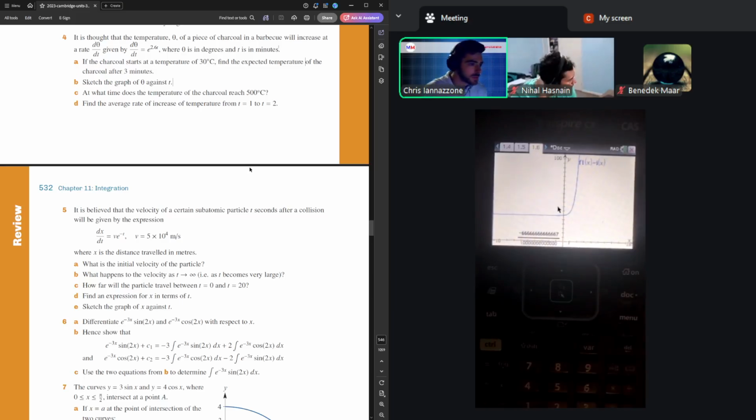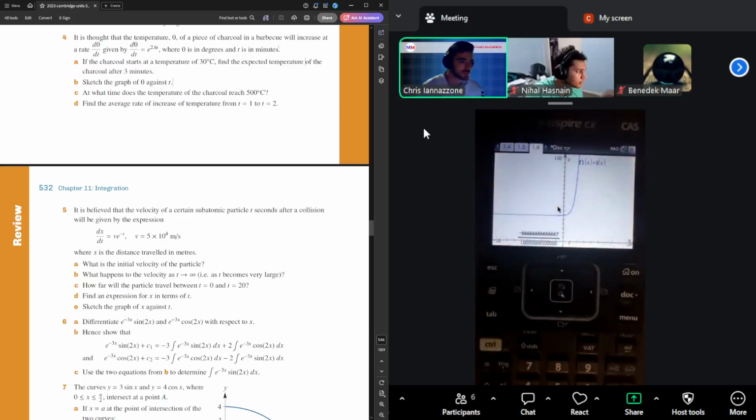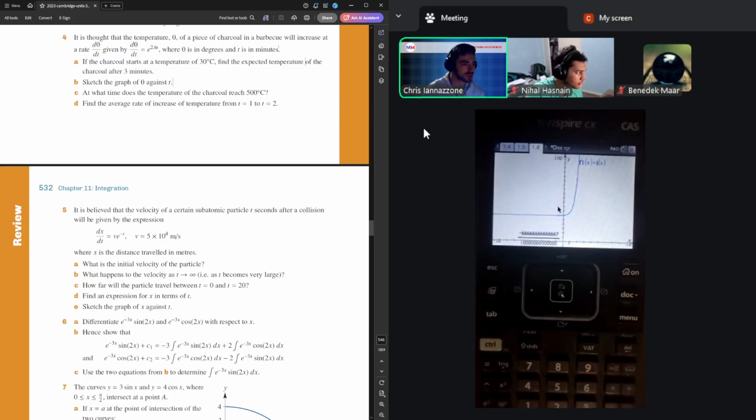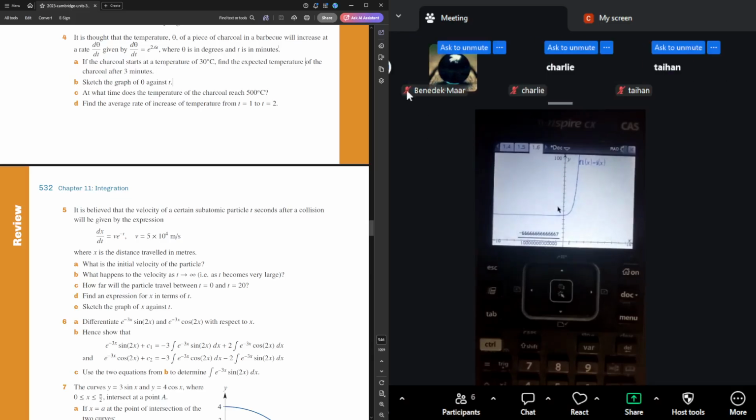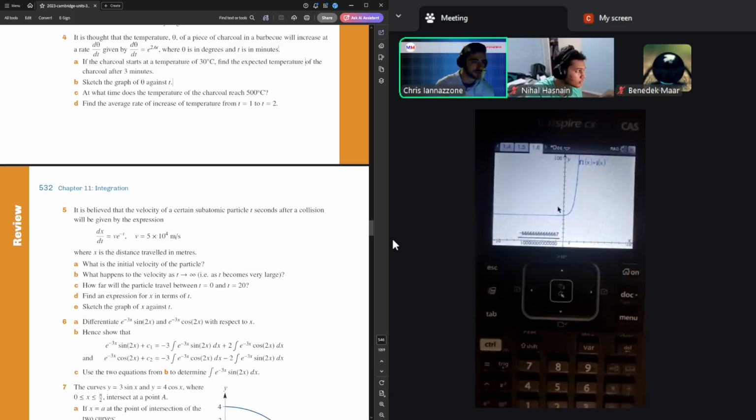Cool. At what time does the temperature of the charcoal reach 500 degrees Celsius? That's part C. Again, this is a fairly trivial question as long as we understand what function to use. Any suggestions on how we're going to solve part C? At this point we have our theta function, our temperature function. At what time does temperature reach 500?